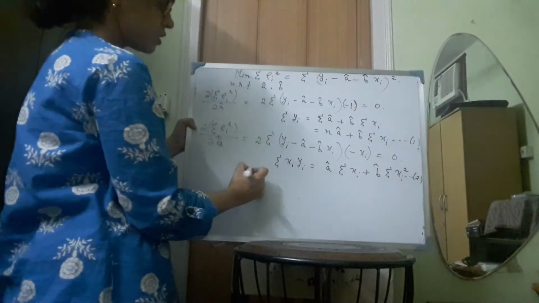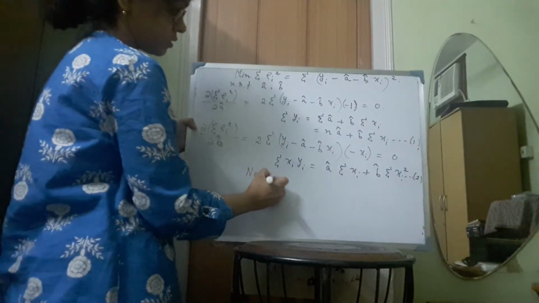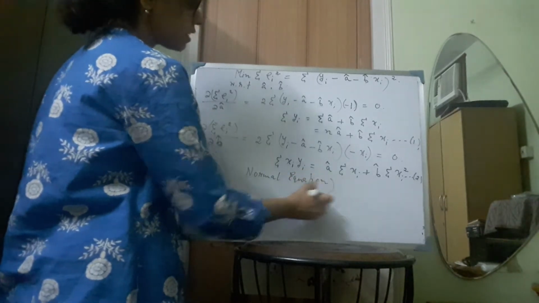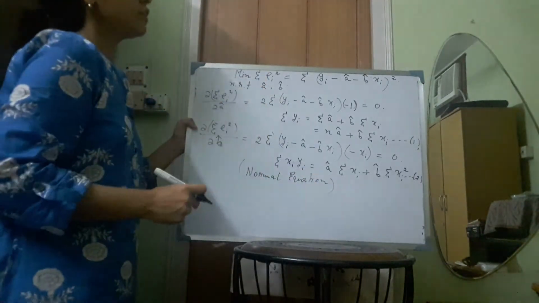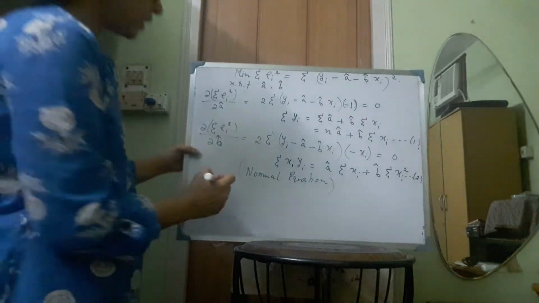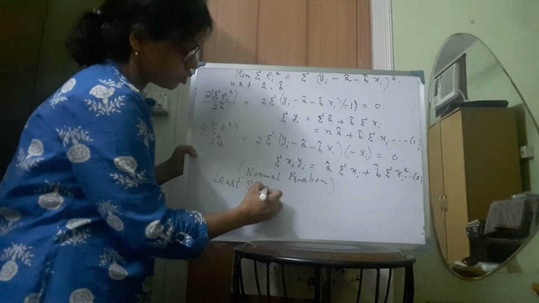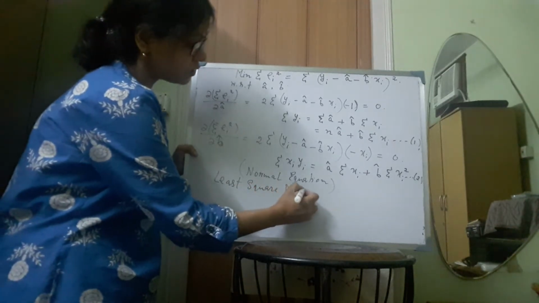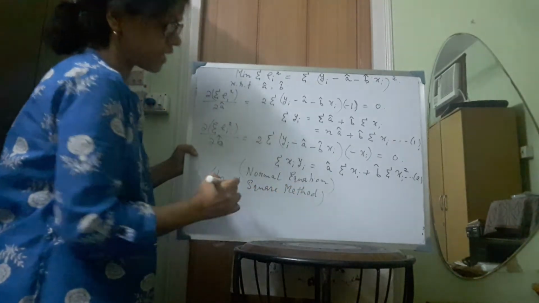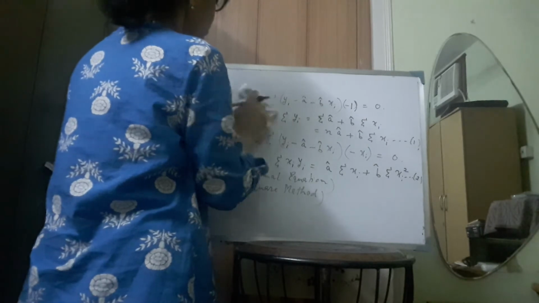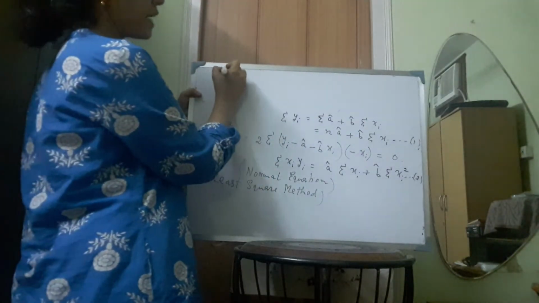So these two equations are called normal equations, and the method by which we are minimizing this summation of ei square in order to get a hat and b hat is called the least square method. So we are applying the least square method in order to get the predicted values of a and b. We have got the two normal equations, and we will use them to get the value of a hat and b hat.